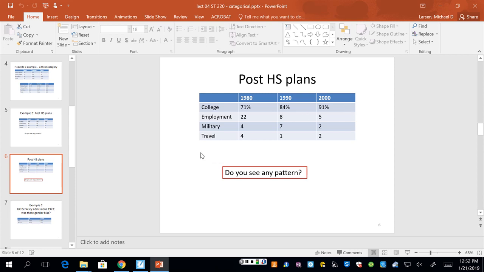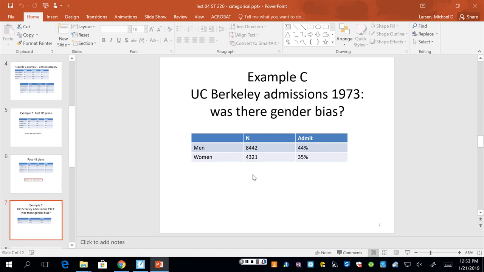Now, the next couple examples present a situation where simply looking at the proportions as they are doesn't tell the whole story. So this is a classic example from 1973 at UC Berkeley admissions: there were 8,400 some men that applied to graduate school, and about 4,321 women that applied to graduate school.